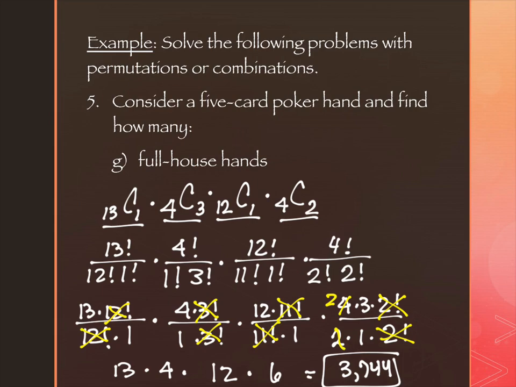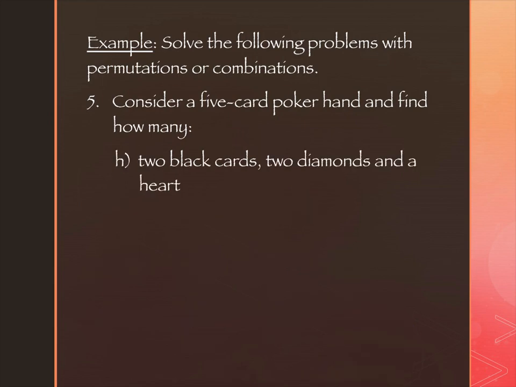Okay, the last example I have is arbitrary, just to show another example of how you do the counting strategies. It's not a good hand. It's just a very random kind of hand. The last one has 2 black cards, 2 diamonds, and a heart. Very random, okay? So black cards. How many black cards did I say there were? 26. So there's 26 cards, and I'm going to choose 2 of them.